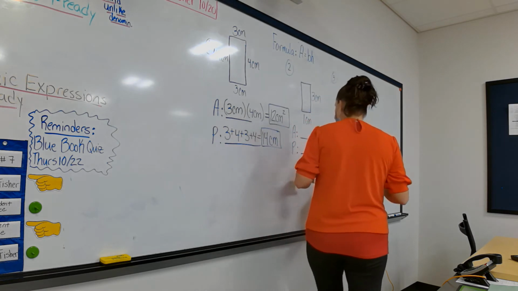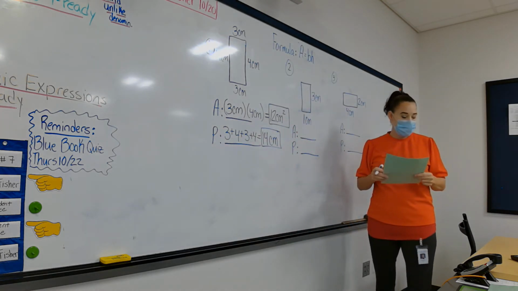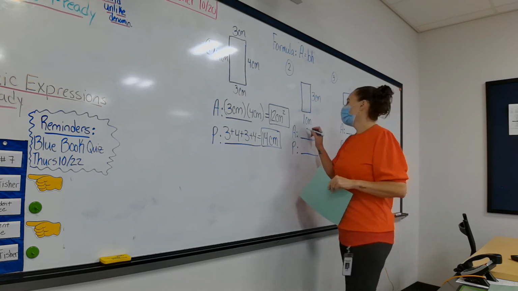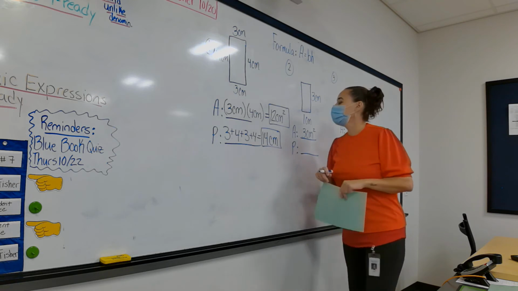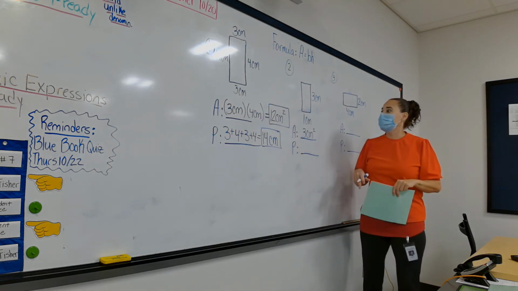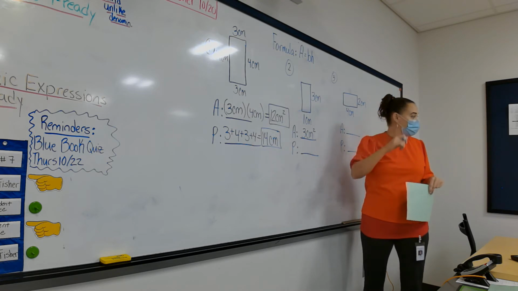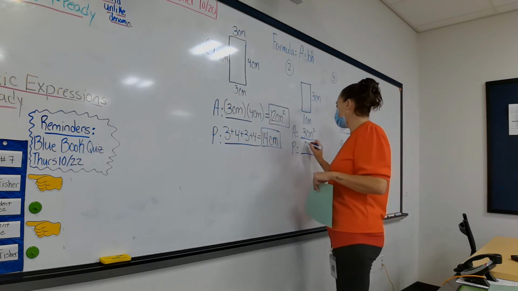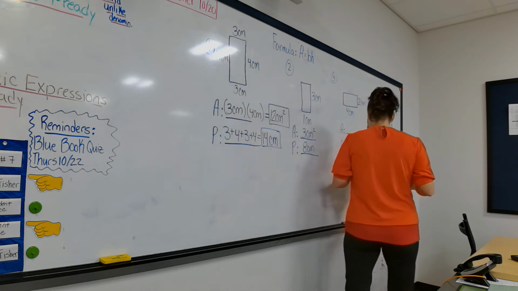So now, Monica, tell me the area of number 2. 3 centimeters squared. Okay. Justin, tell me the perimeter. 8, good. 8 centimeters. Okay.